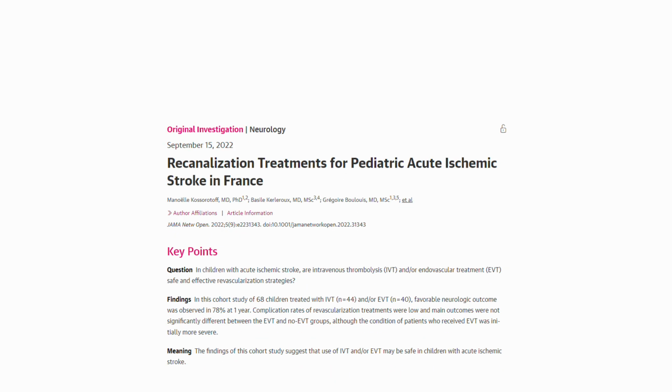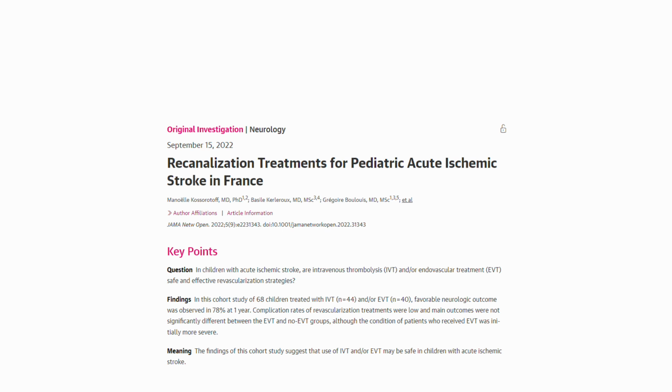So this is a study that was performed in France in 2022, which showed the effects of intravenous thrombolysis and/or endovascular treatment, and tested their safety and efficacy as potential revascularization strategies. So in this cohort of 68 children, 44 were treated with intravenous thrombolysis and/or 40 were treated with endovascular thrombectomy, and they demonstrated favourable neurological outcome in 78% at the 1 year mark.